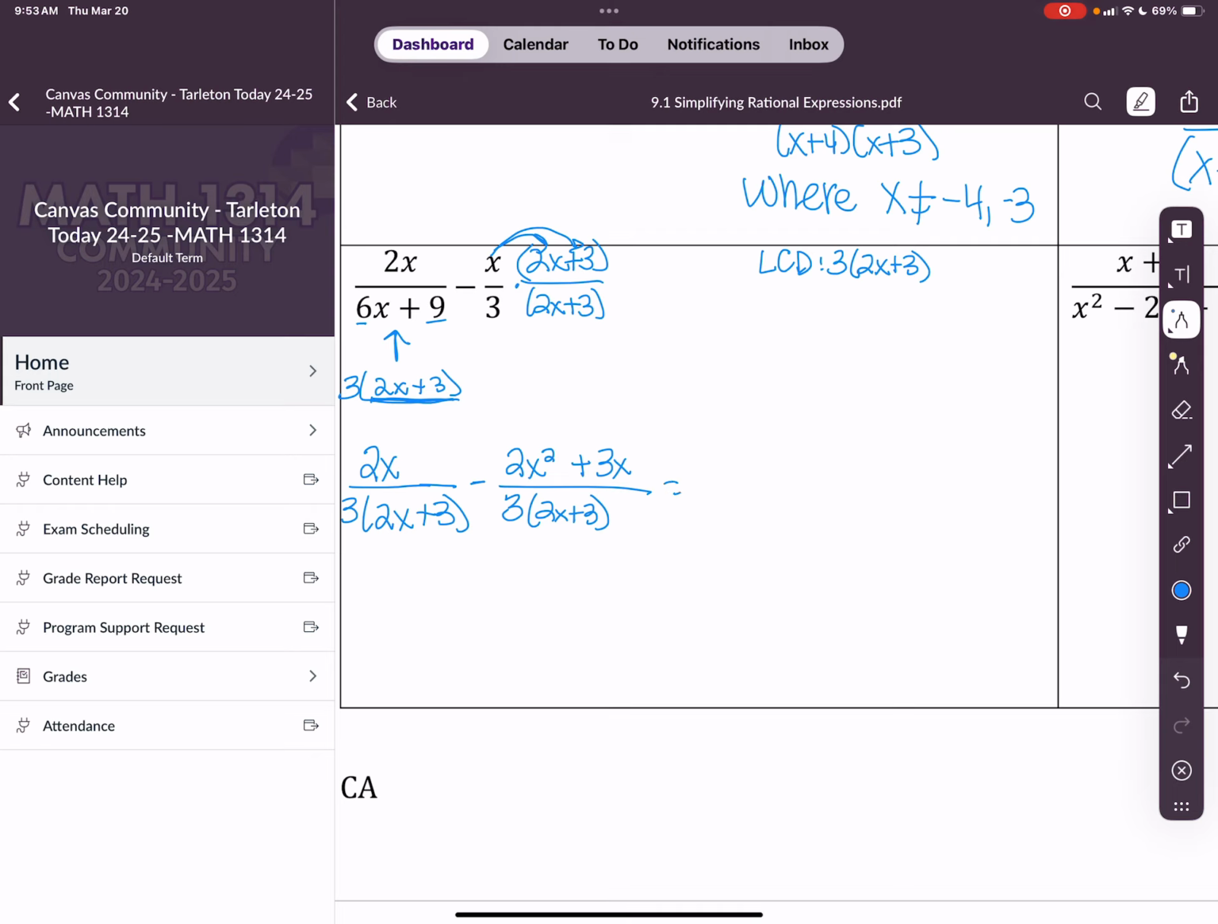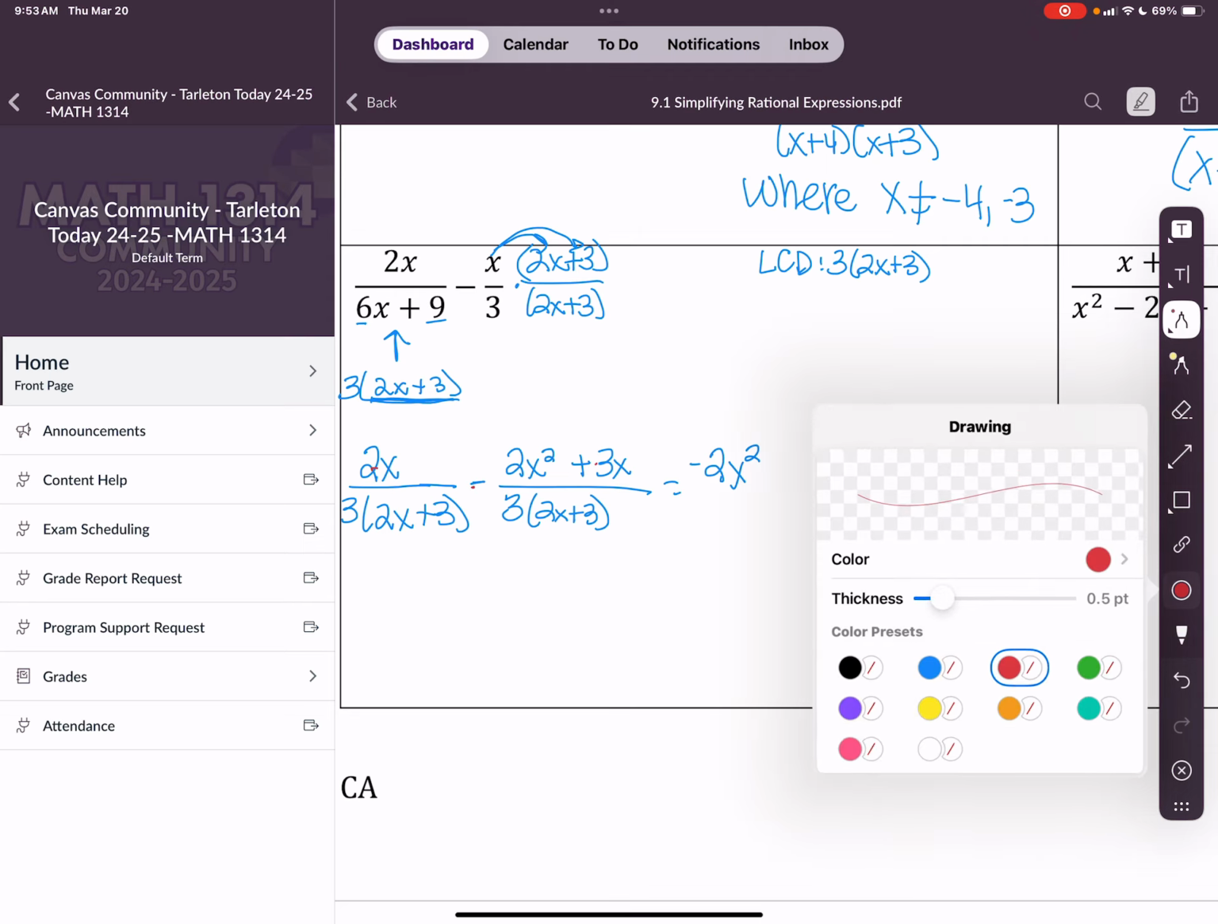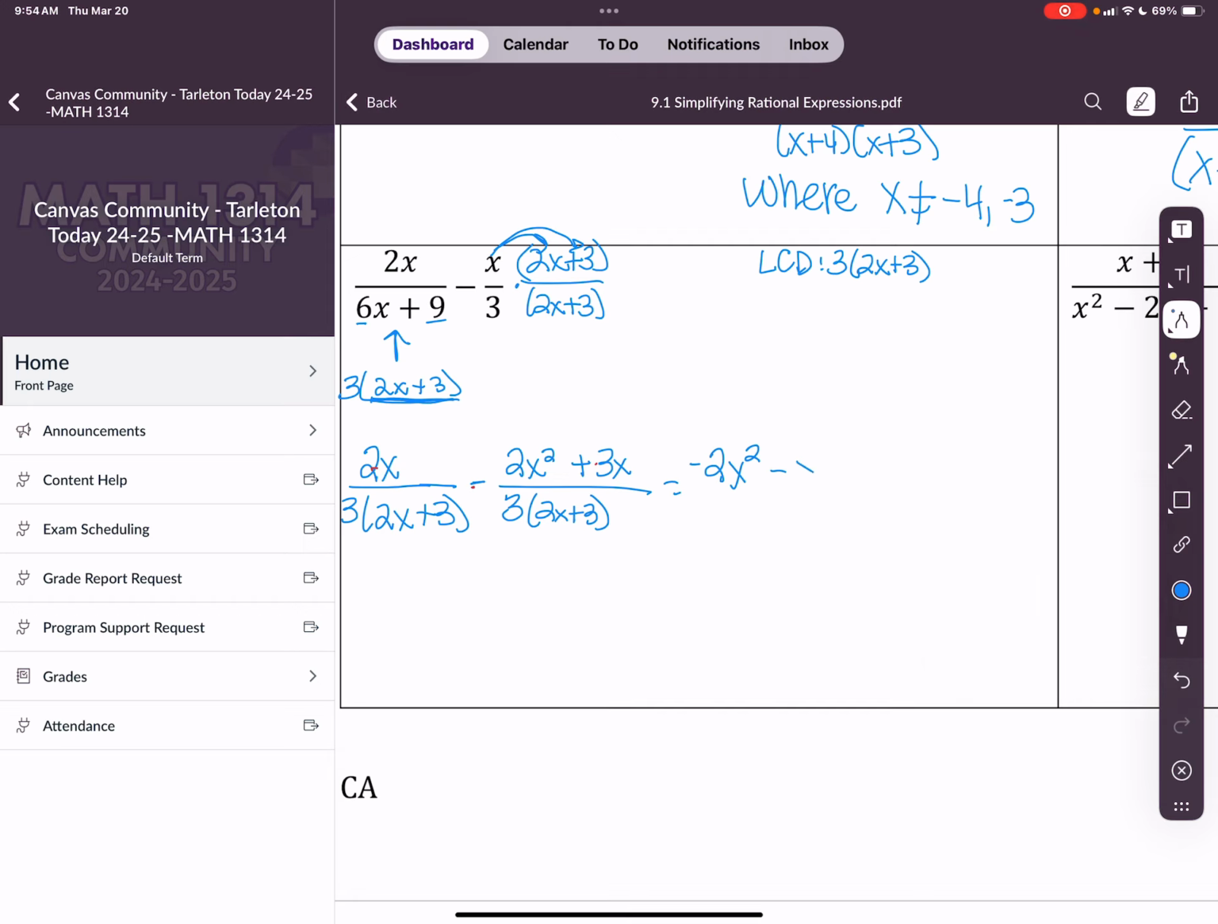All right, and so remember, you don't always have to do it this way, but just because I'm a creature of habit, I'm going to put my highest exponent first. There's nothing on the left side that has an x squared, so it would just be 0 minus 2x squared, so that's going to be negative 2x squared. And then 2x minus 3x gives you a negative x. And it's all over 3 times 2x minus 3.